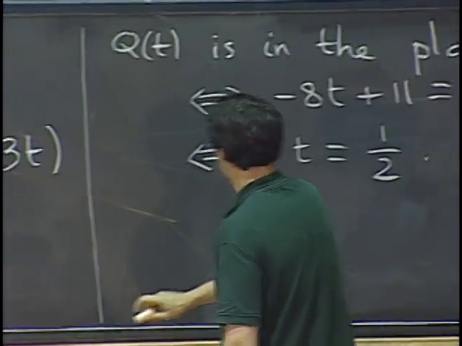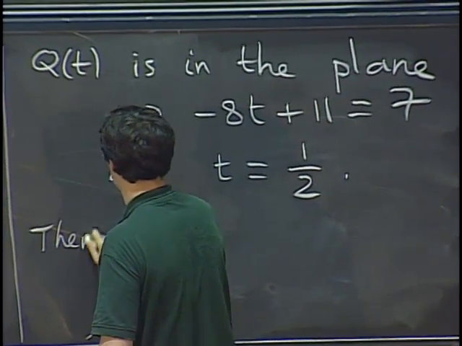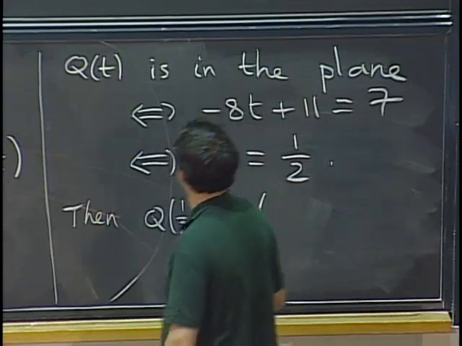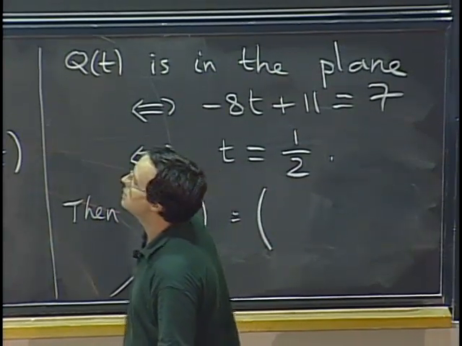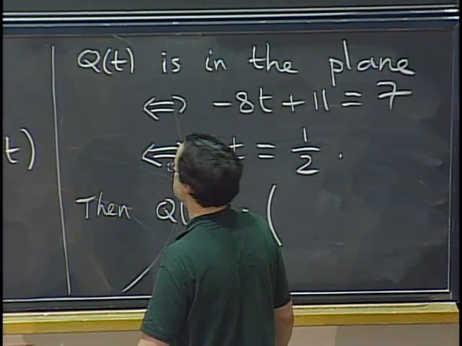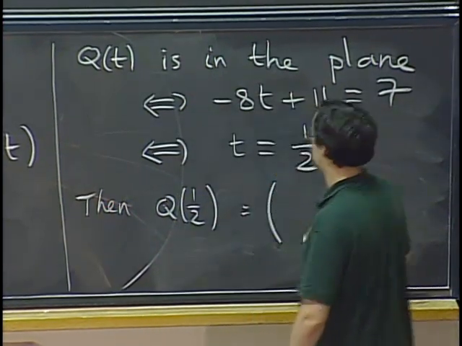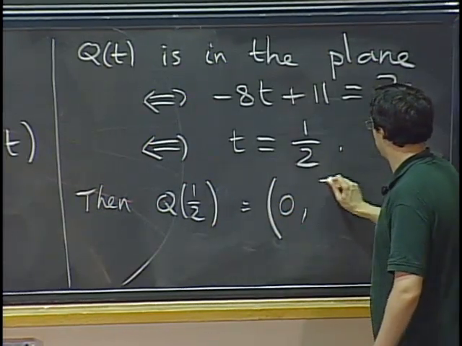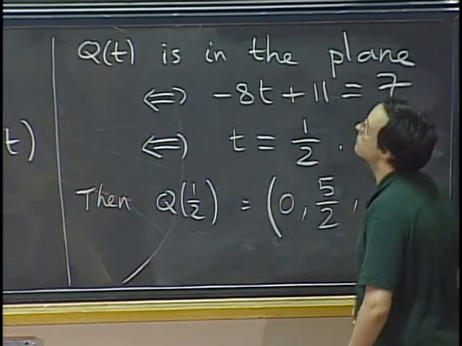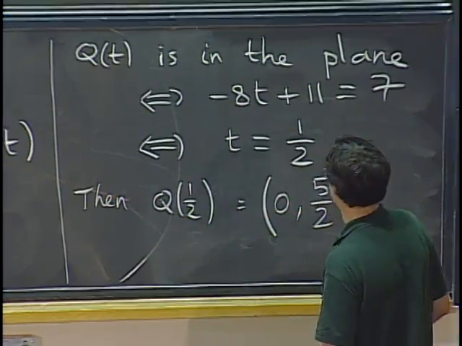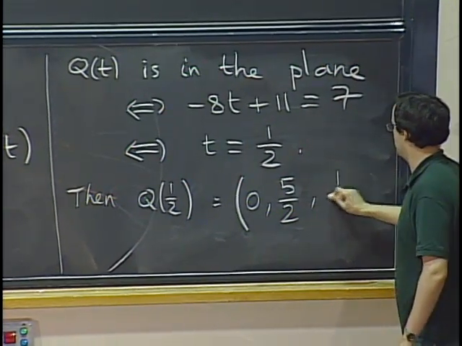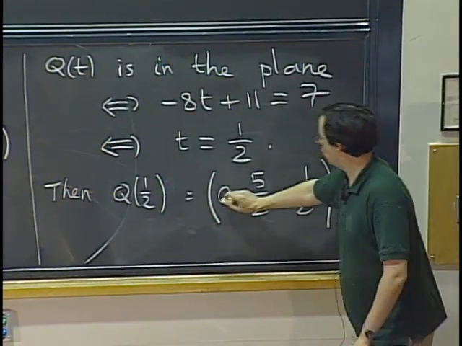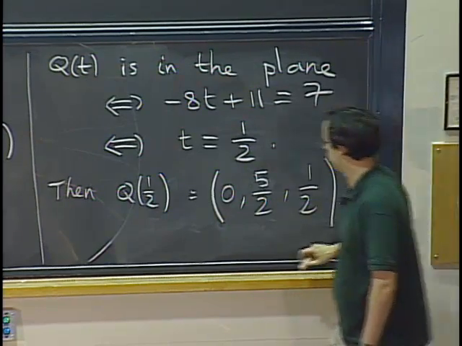Okay. And then at that time, Q at time 1/2, well, let's plug the values. So -1 + 2t will be 0. 2 + t will be 2.5, or 5/2. And 2 - 3/2 will be 1/2. Okay? So this is where the line intersects the plane.